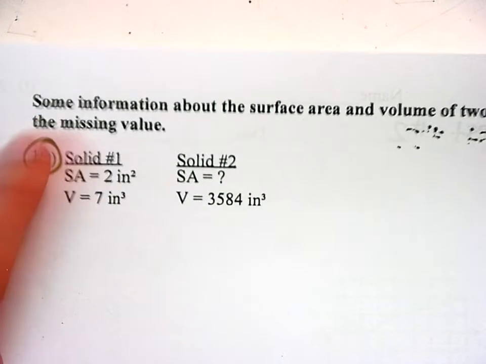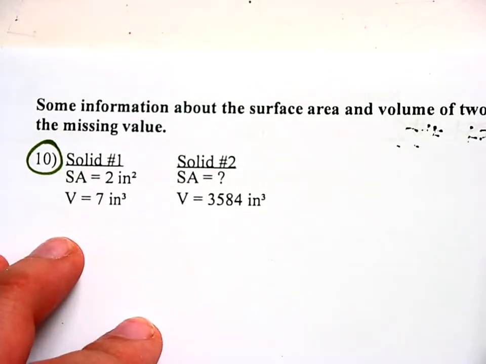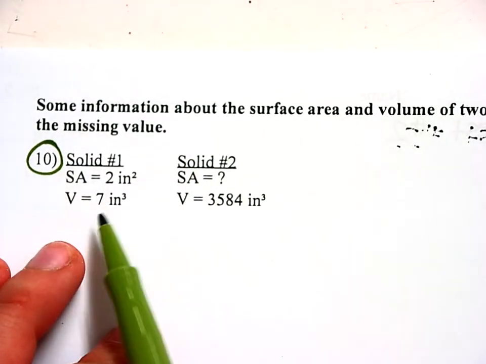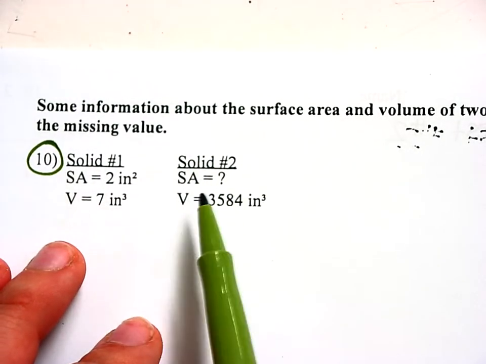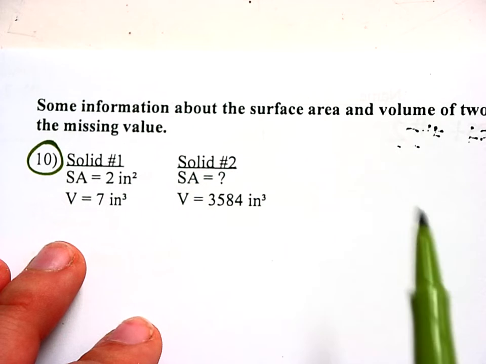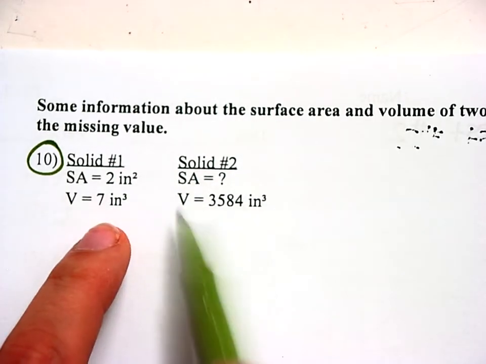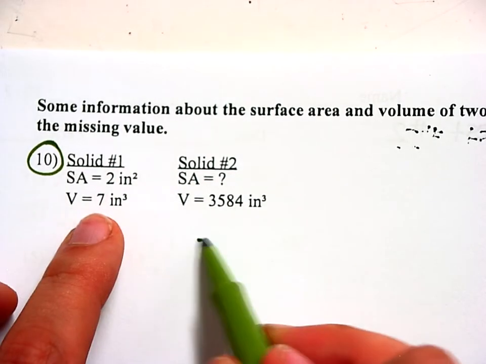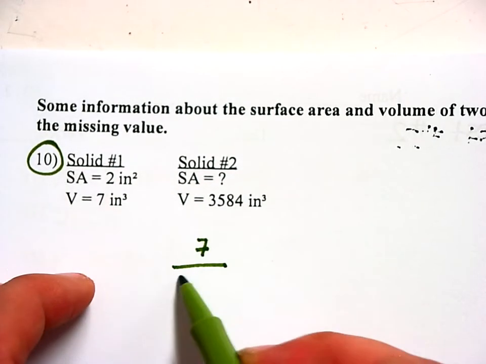Okay, then on to the next page, we've got number 10. And number 10 has solid 1 and 2. And what we're going to do is find the volume factor again, and then use that to find the new surface area. So again, we're going to take these two numbers. We've got the old volume over the new one.